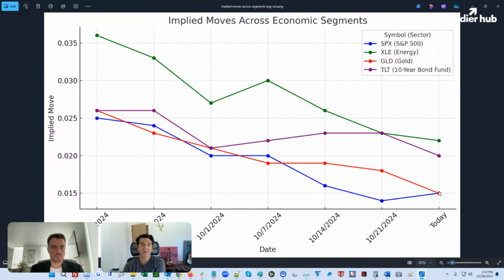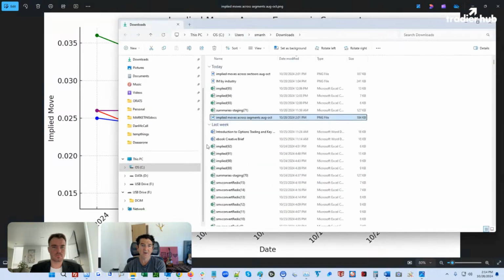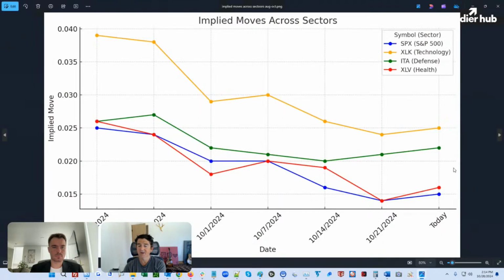So I guess the things that I would be thinking about are that I think the market is a bit complacent about what's going to happen here. So we've seen XLE. Let's just see. I'll go to my downloads. That's by segments. Let's look across sectors.